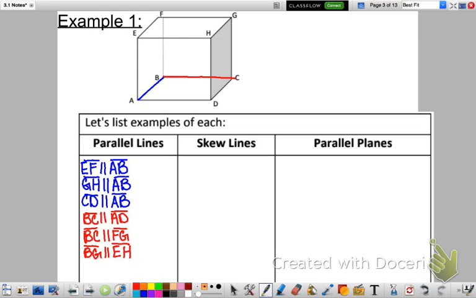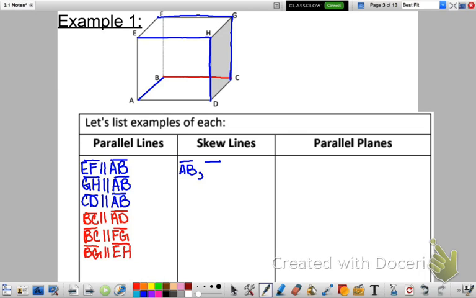lines. Looking back at AB, we want to find lines that are not parallel, that are not on the same plane and do not intersect. So if we look at AB, we could see that EH, HD, and then FG and GC are not on the plane with AB. They do not intersect AB, and they are also not parallel.